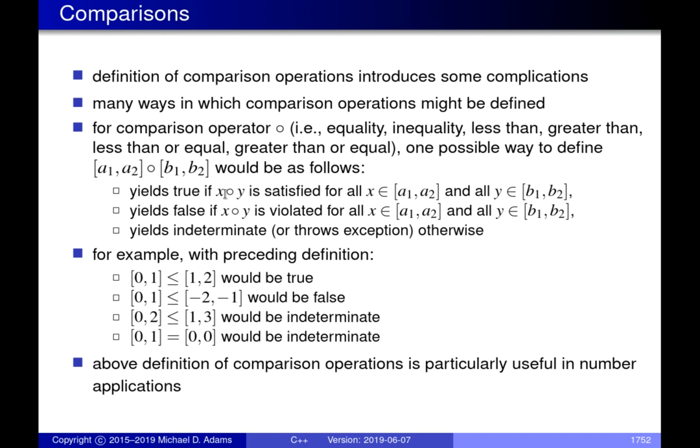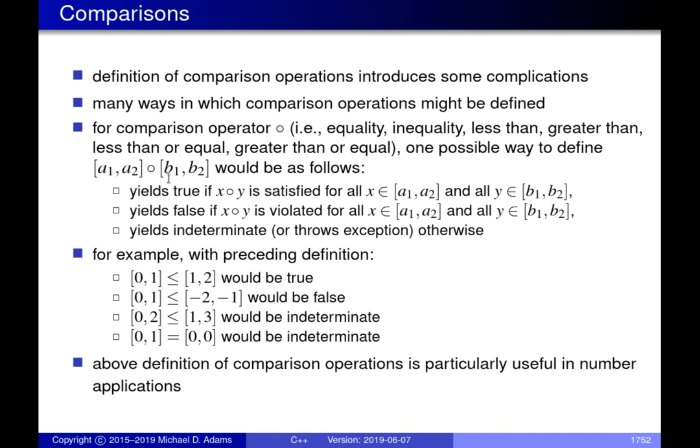So in other words, no matter what thing I choose from the first interval and what thing I choose from the second interval, it's always true that one is greater than the other. Then I could just say, okay, the result of this operation is true. And conversely, if no matter which value I choose from the first interval and which value I choose from the second interval, this relationship is always violated, then I could say that this evaluates to false. This would be a very reasonable way to define things.